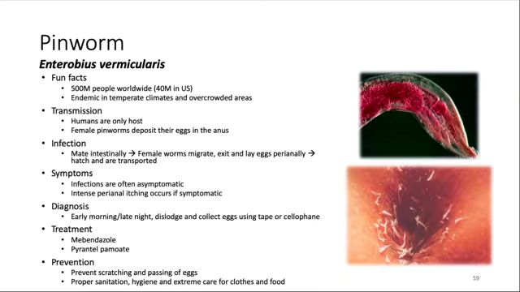Humans are the only known hosts. So in terms of transmission, humans are the only known hosts. The female pinworms would then release their eggs in the perianal regions of humans. As I have in the picture here, these are all eggs that have been deposited there. The male and the female will mate in the intestine. The female will then migrate to the perianal area and release the eggs.